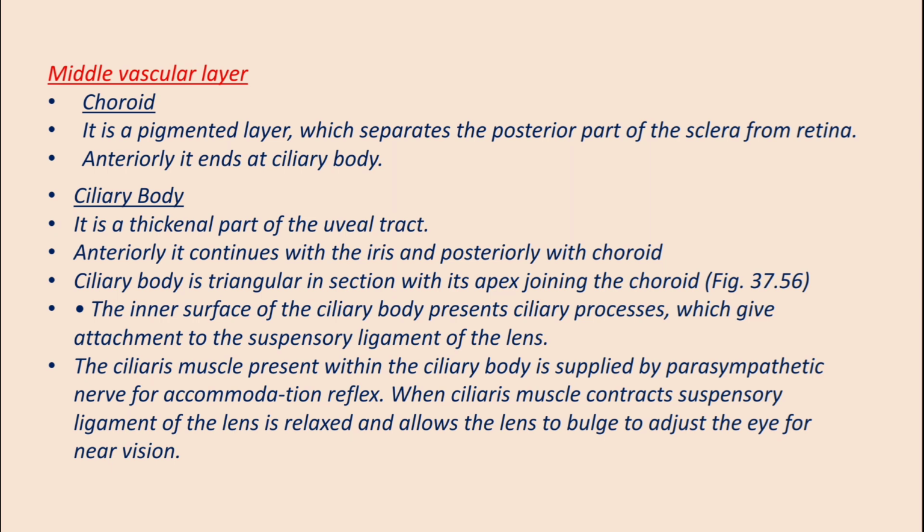Pars plicata, the anterior portion of the ciliary body that's contiguous with the iris. Pars plana, the posterior portion of the ciliary body that's continuous with the choroid. Functions of the ciliary body. Accommodation. The ciliary muscle contracts to round the lens for focusing on nearby objects, and relaxes to flatten the lens for focusing on distant objects.